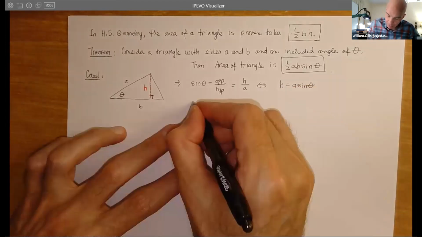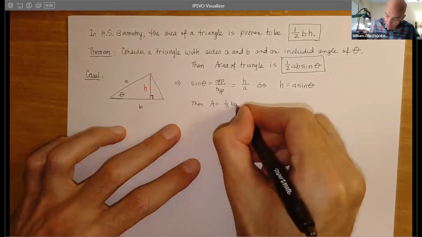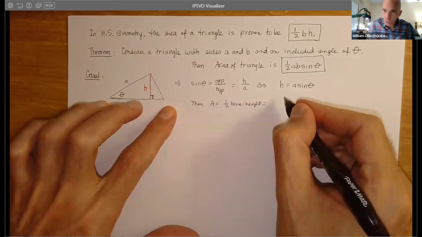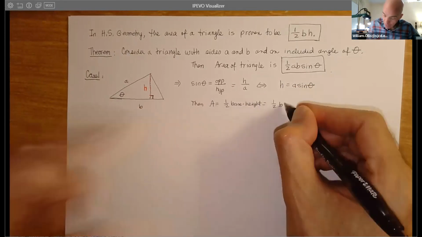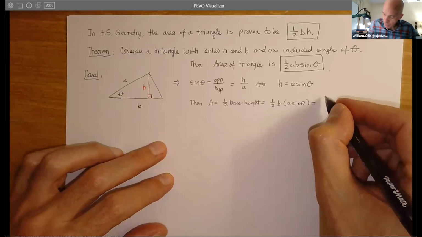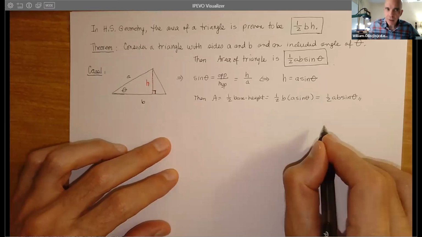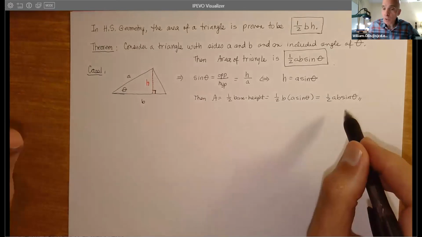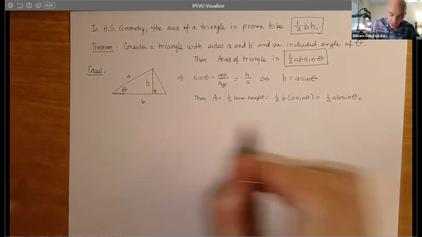So then area is 1/2 base times height. The base is B. Again, we use the letter to denote the length. So we have 1/2 B times A sine theta. So just to make it look pretty, 1/2 AB sine theta. Well, that was trivial. So now you have a new formulation for computing the area of a triangle, okay? That's fine. And so now what's the other case?